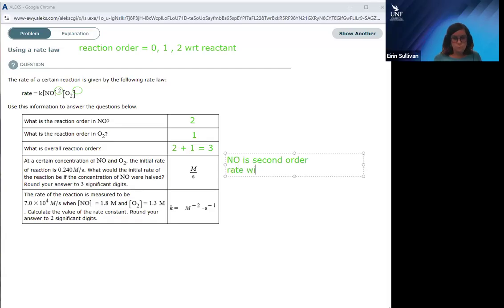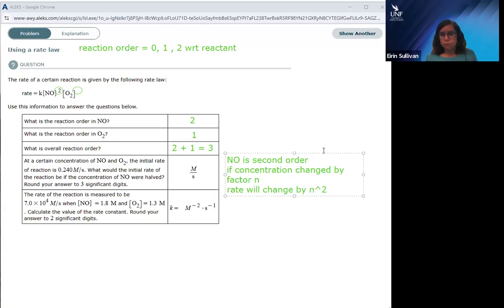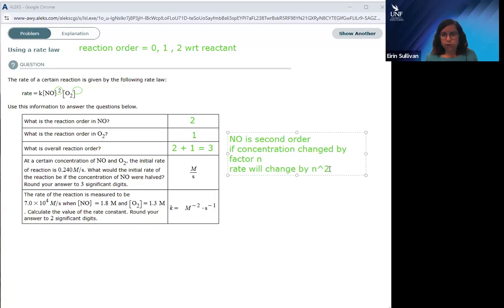Okay, so the rate will change by whatever that, let's call it n. So if concentration changed by factor n, then the rate will change by n to the power of 2, n squared. So what have we been asked for? We have been asked for if the concentration of nitrogen monoxide were halved. So that means 1/2 to the power of 2 will give us a factor of a quarter in this case. So our initial rate was 0.240 molarity per second. We're just going to multiply that by a quarter to find out what the rate would be if the concentration of nitrogen monoxide was halved.